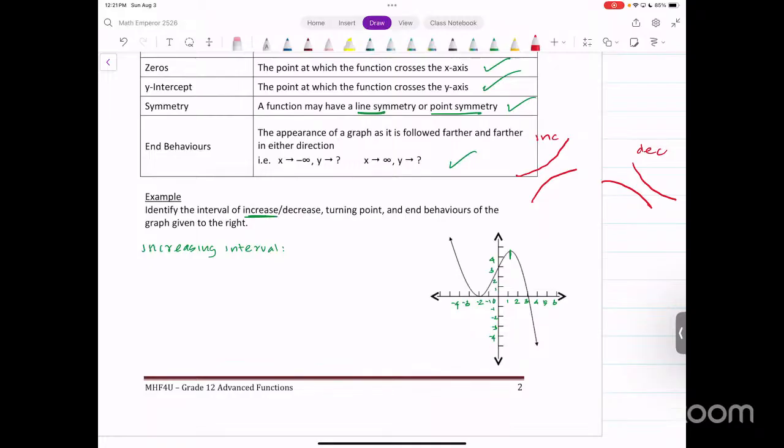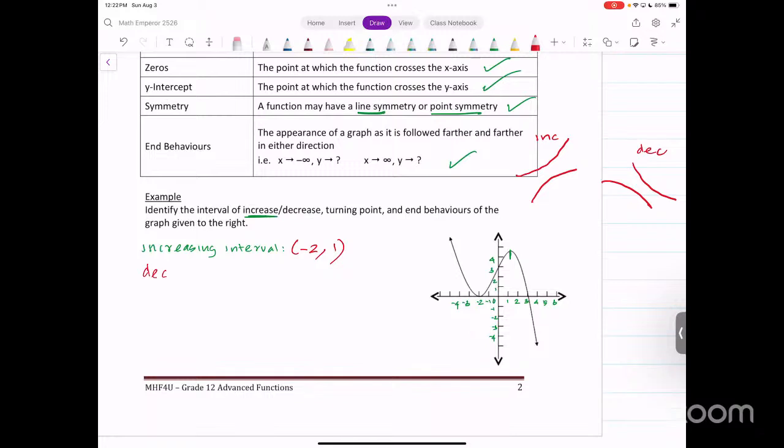It's going up there. But from which x value to which x value? From -2 to 1. Correct, -2 to 1. That's right. And we're not going to put inclusive because they are the boundary. So when things are at the boundary, we're not going to include them in the increasing interval.